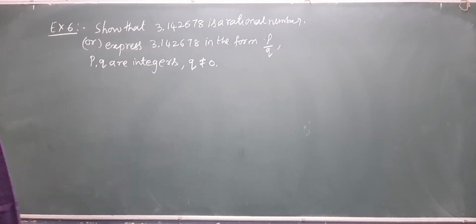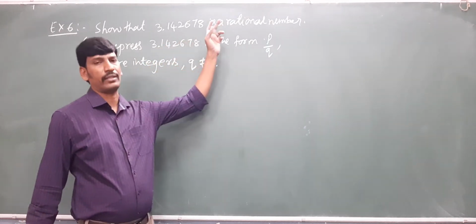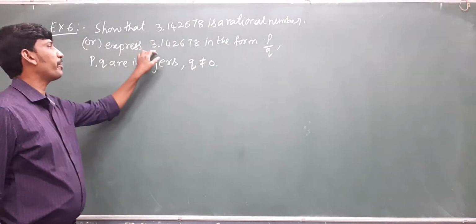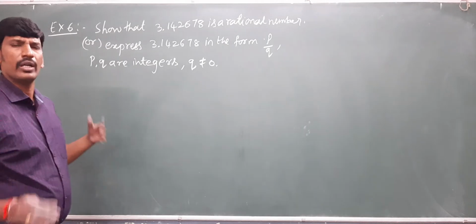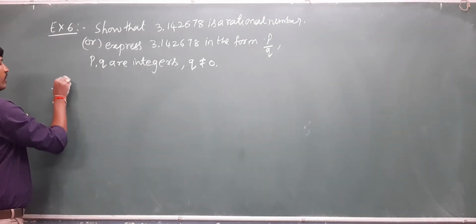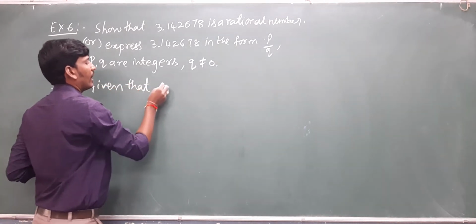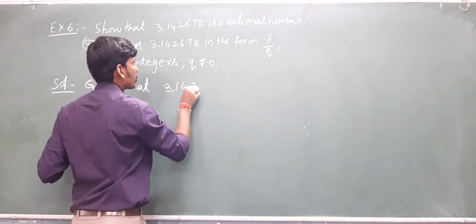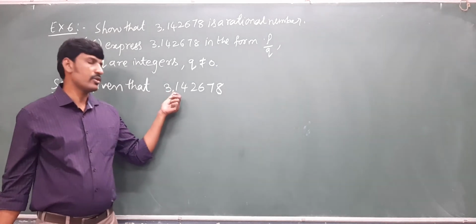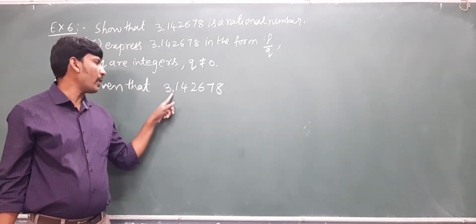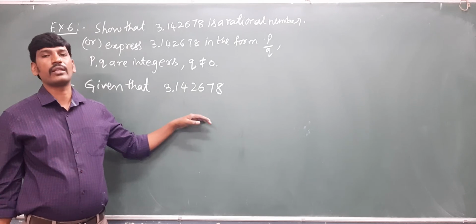Now, this is example 6. Show that 3.142678 is a rational number, or express 3.142678 in the form of p by q, where p and q are integers, q not equal to 0. So very simple. Solution. Given 3.142678. Generally, in lower classes we already discussed: if you want to remove the decimal, you should write 1 in the denominator, and after the decimal point, count how many places there are: 1, 2, 3, 4, 5, 6. That many zeros you will get in the denominator.